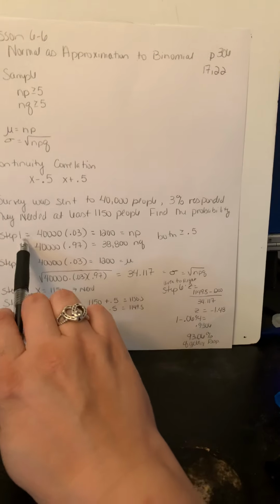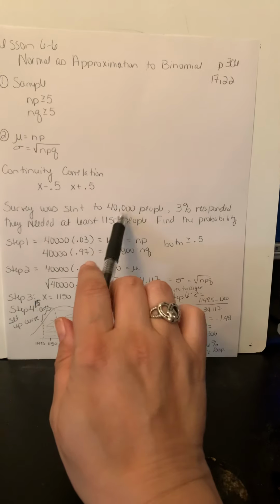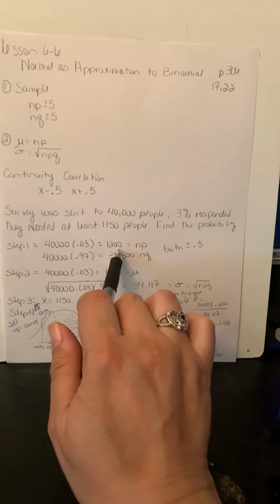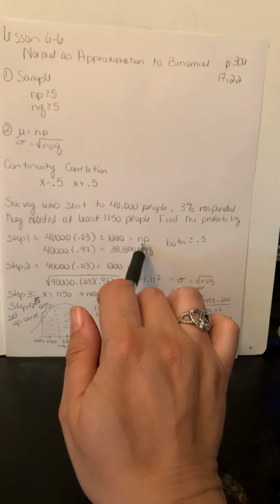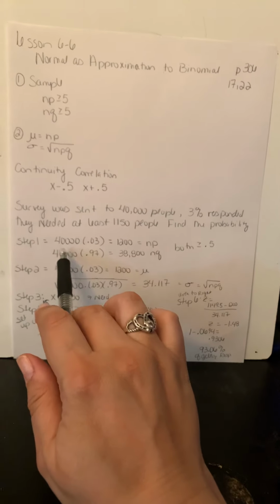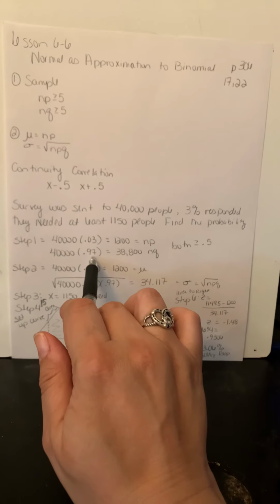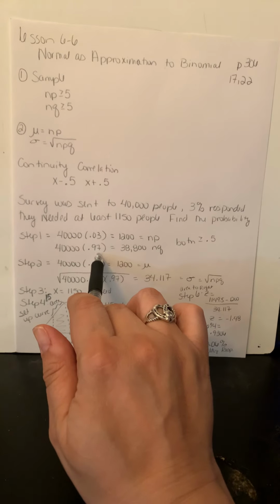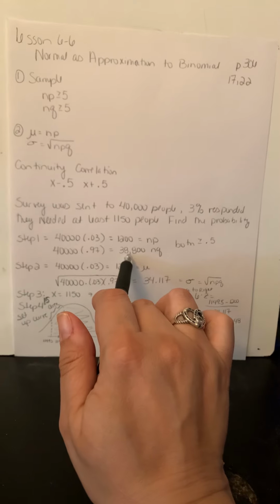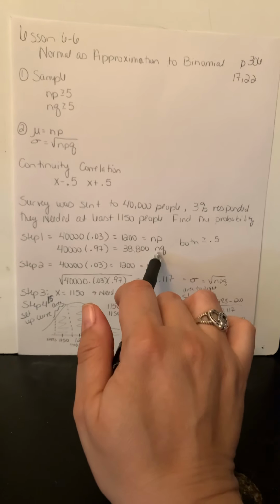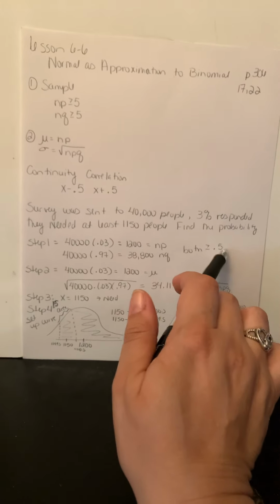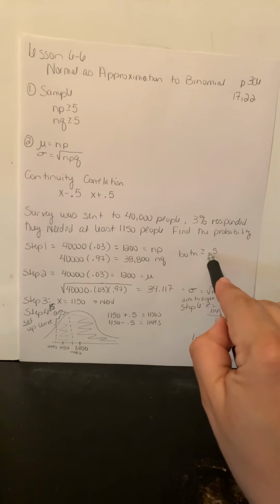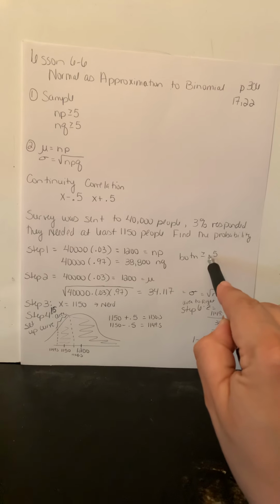Okay, so step 1. I take my 40,000 people times my percentage, 0.03, and I get 1,200. That's also my n times p. Then I take 40,000 times 0.97, because if this is 3%, my q would have to be 97%. I get 38,800. That's my nq. Both of these are bigger than 5. That shouldn't be a 0.5 there. It should just be a 5.